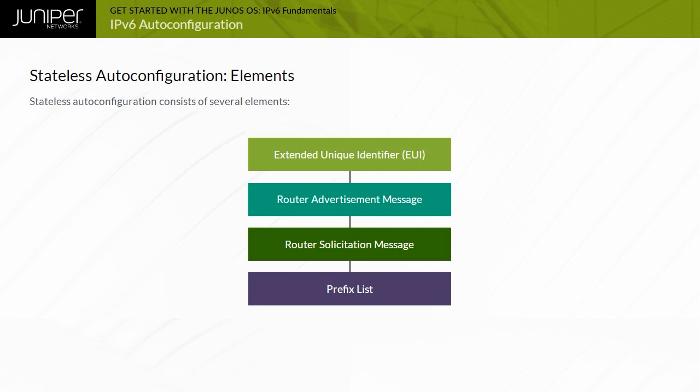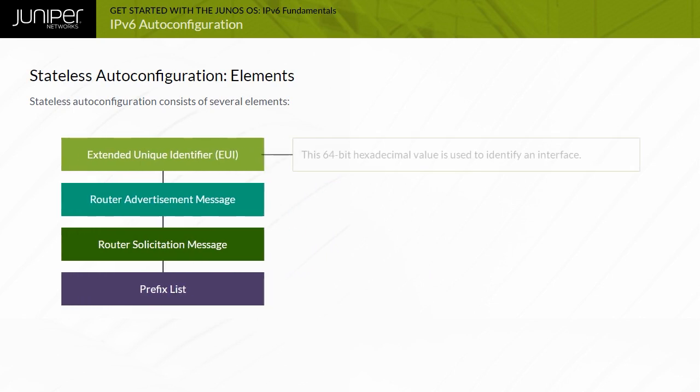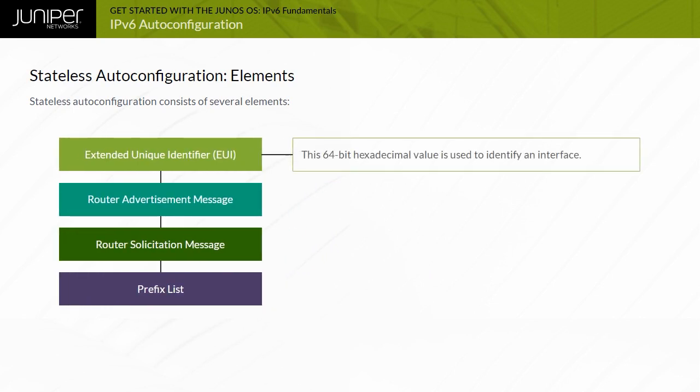Extended Unique Identifier, or EUI. This 64-bit hexadecimal value is used to identify an interface. If you do not specify an EUI value explicitly, the security device auto-generates it from the MAC address of the IPv6 interface.